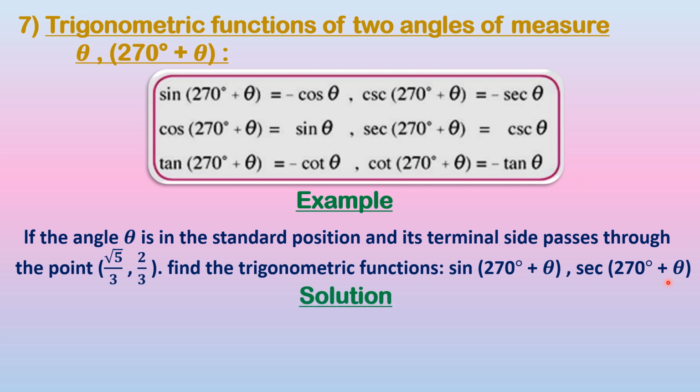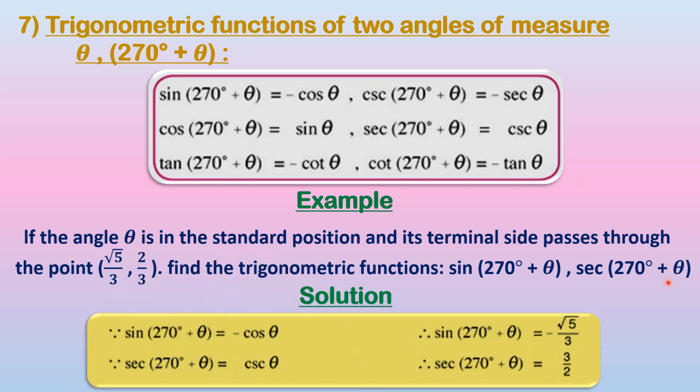The solution: since sin(270 + θ) equals negative cosine θ, 270 plus θ is in the fourth quadrant and sine is negative in the fourth quadrant. Sine converted to cosine because we see 270. So the answer is negative cosine. Cosine is x, so the answer is negative square root 5 over 3.